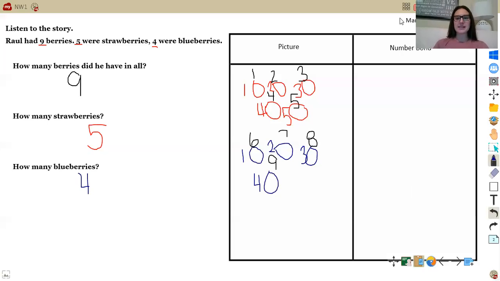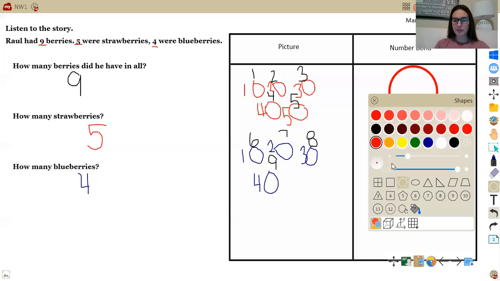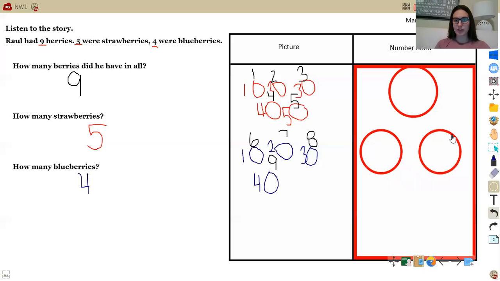And then it asks for you to also draw a number bond. So I'm going to create my number bond real quick. Gotta make my circles. I'm just going to copy that, and then let's paste it. And I'm going to move it right over here.